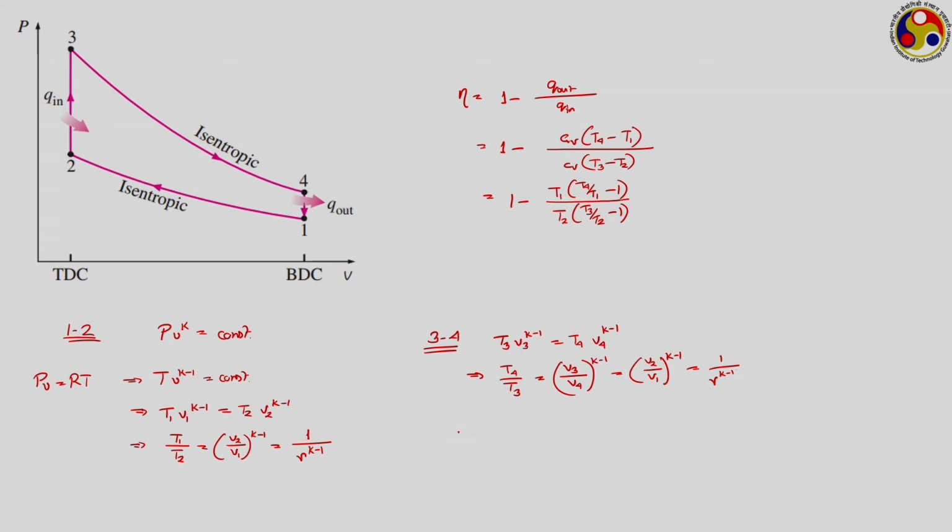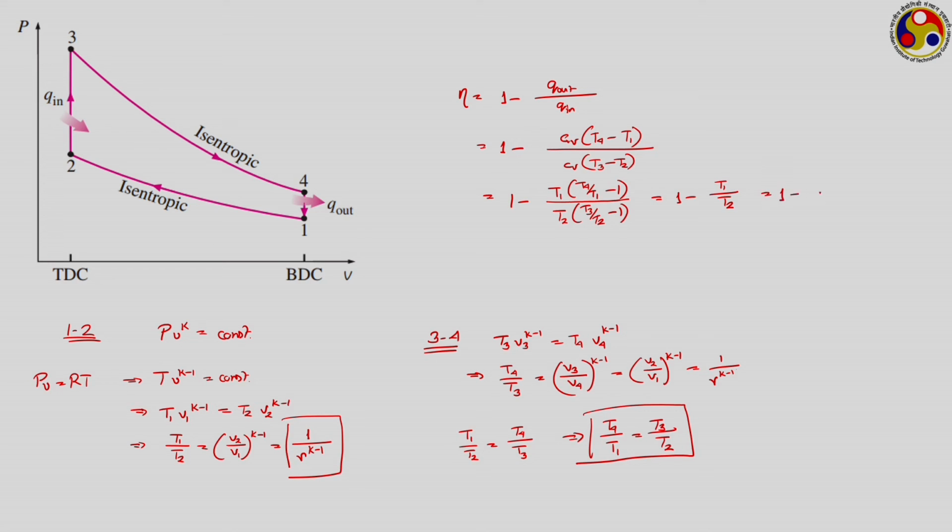So, what do we have then? We can write T1 upon T2 is equal to T4 upon T3, or if we reorient this, we can write T4 upon T1 is equal to T3 upon T2. So, if we take it back to the expression for eta, then we are left with 1 minus T1 upon T2, and T1 upon T2 is nothing but this.